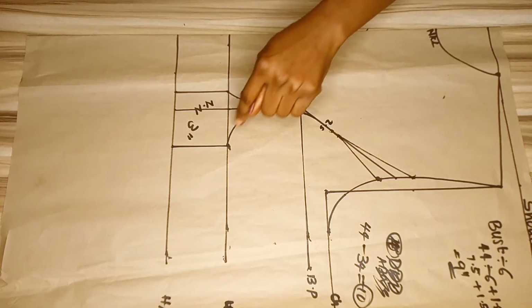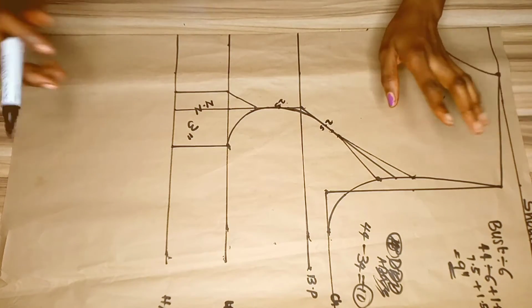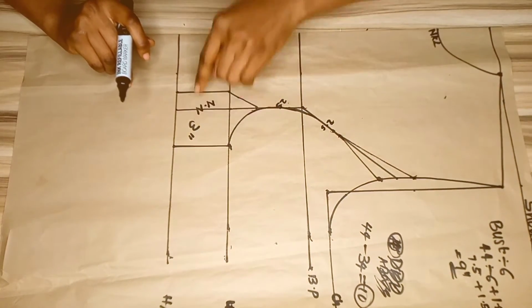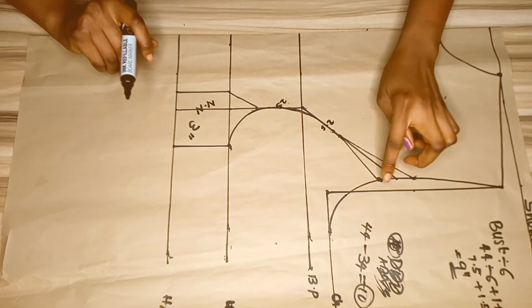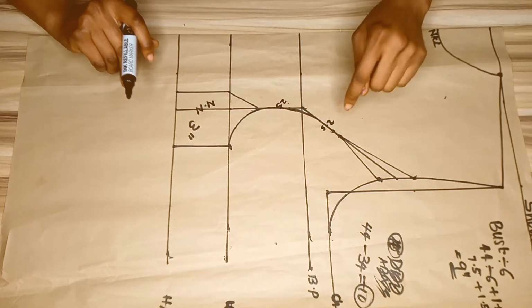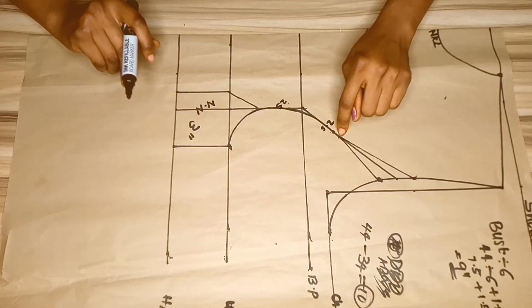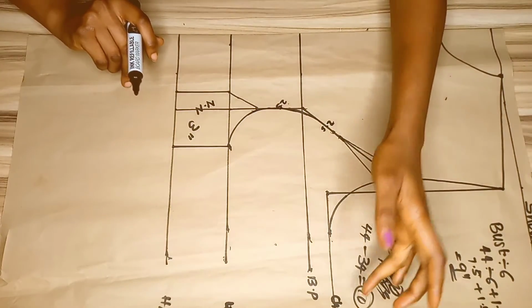After I was done drawing the curve, this is what it looks like. So I'm going to be replacing all these dots I'm taking out. Remember, we have 2 inches here and we have 3 inches here, which is 5 inches, and then we have 2.5 inches here above the bust and below the bust, which is 10 inches.